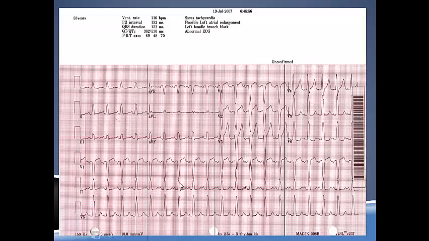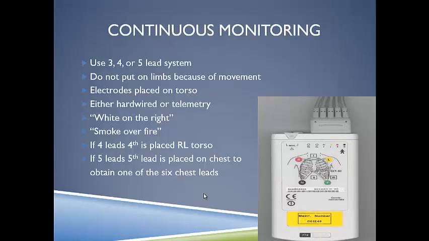Basically, lead 2 looks at the inferior portion of the heart, where the V leads will look at the anterior lateral portions. So it's always good to monitor your patient in a lead 2 and one of the V leads. Most commonly, you'll see V1 or V2 position. Continuous monitoring, either 3, 4, 5. Most telemetry floors in most facilities will use a 4 or 5 lead system. We do not put leads on the limbs because of the movement. That's only used in the 12 lead because it's a one-time shot. We have the patient lay very still when we take that.